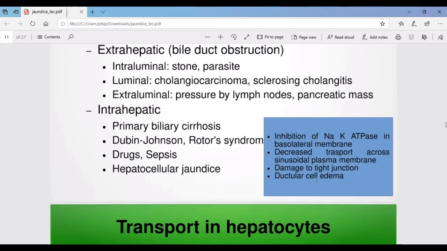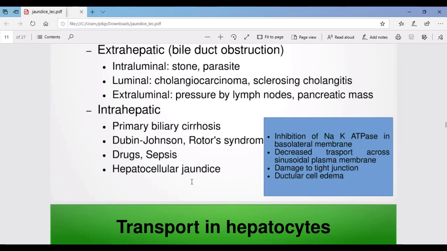These were the mechanisms responsible for intrahepatic cholestasis, and it occurs in primary biliary cirrhosis, Dubin-Johnson-Rotter syndrome, drugs and sepsis, and in hepatocellular jaundice, which is hepatitis.